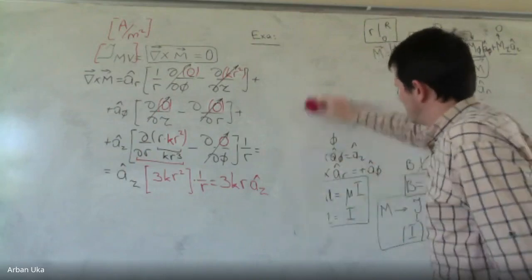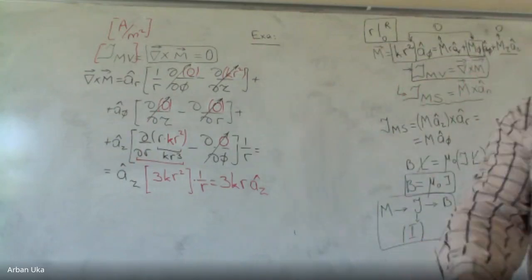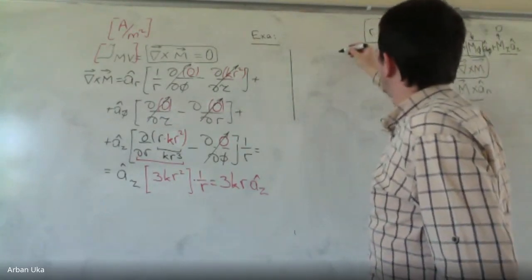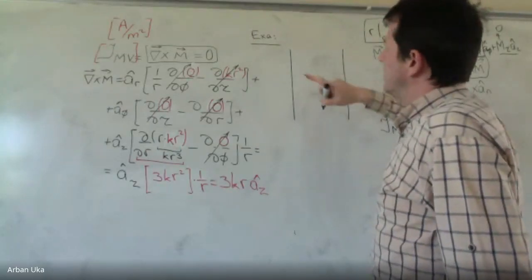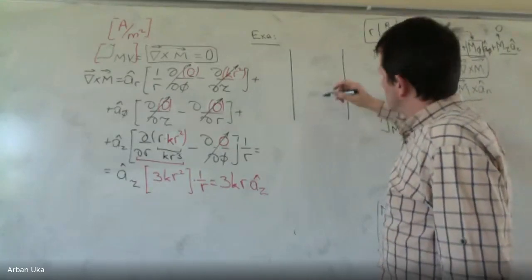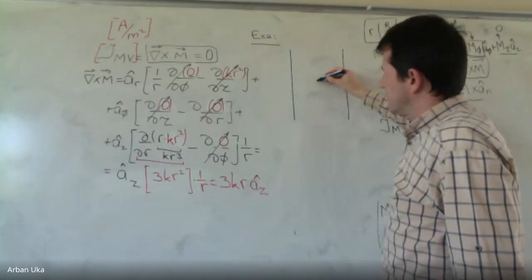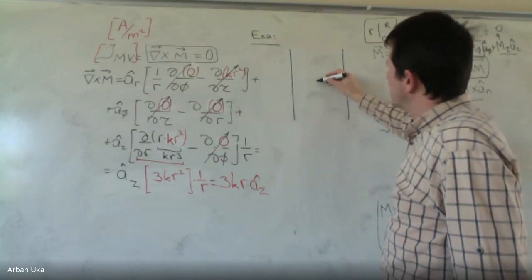Maybe it's best if we draw this a little better, once again. So let's draw this again. We have our cylinder like this, and the current is 3K R A_Z. So here in the center, what is the current right in the center here?